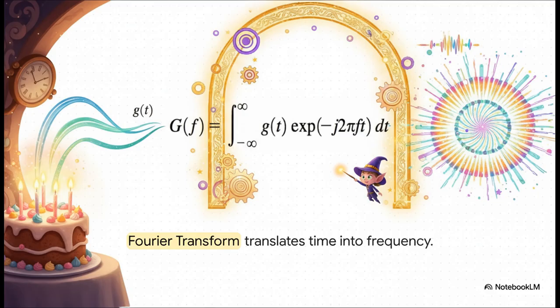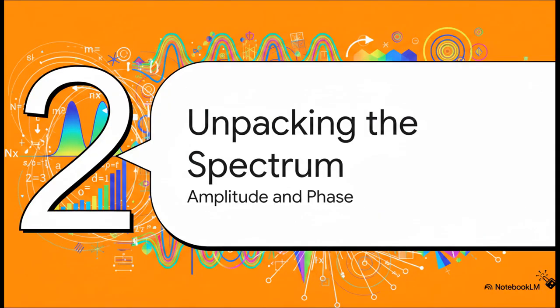By taking the time signal, let's call it g(t), and integrating it over all time against a complex exponential, this equation essentially uncovers the specific frequency components hidden inside the signal. It's basically building the entire signal from scratch by adding up an infinite number of complex exponentials. Pretty wild, right? Moving right along to Section 2, unpacking the spectrum, amplitude and phase.